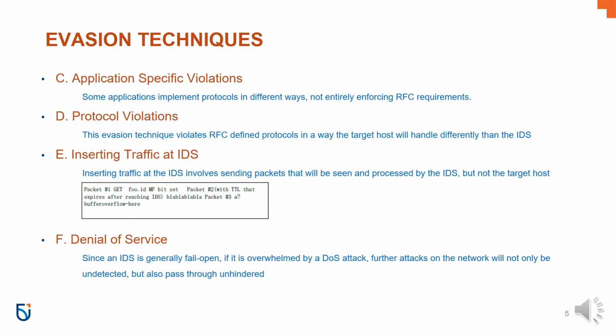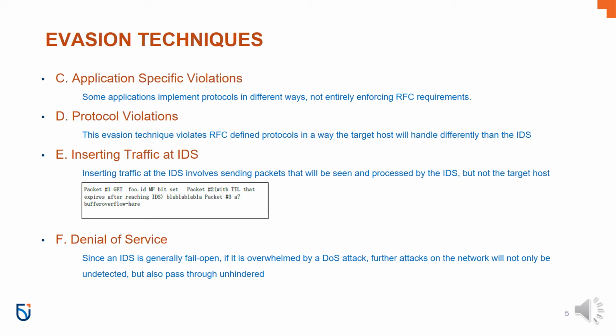Inserting traffic at the IDS is another type of evasion technique in which traffic is inserted at the IDS. It involves sending packets that will be seen and processed by the IDS but not by the targeted host. One method of implementing this technique is by sending packets that have a time to live that will allow them to reach the IDS but expire before reaching the target system. You can see the figure that shows this example.